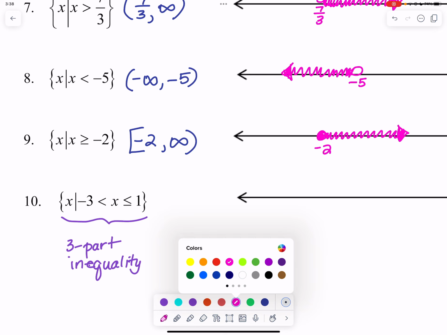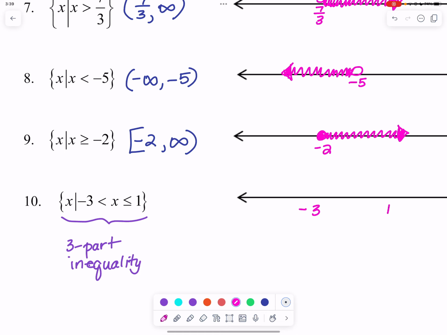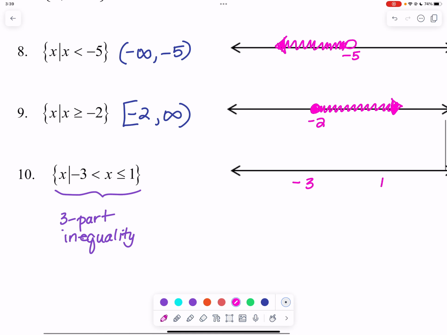So here, let's put a -3 and also a 1 on our number line. We want all of the values less than or equal to 1, so we do want 1, but we want the x values that are greater than -3. And we do have to try to read this backwards. X is greater than -3. So sometimes we do have to read backwards with our inequalities.